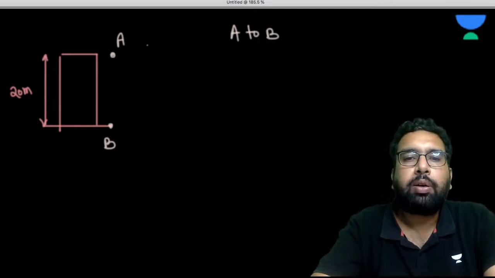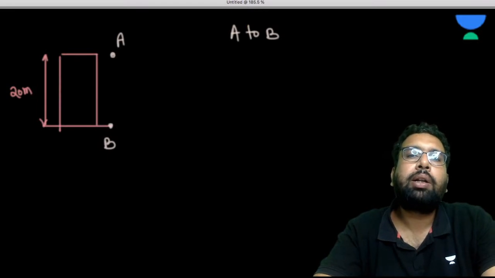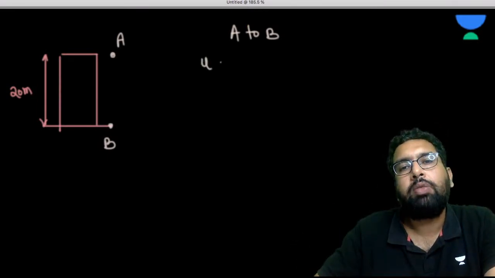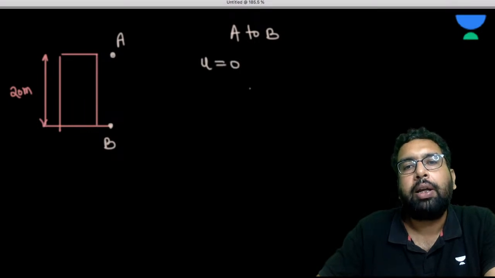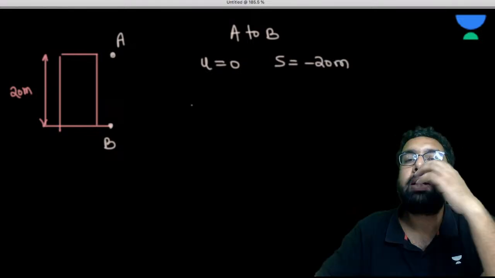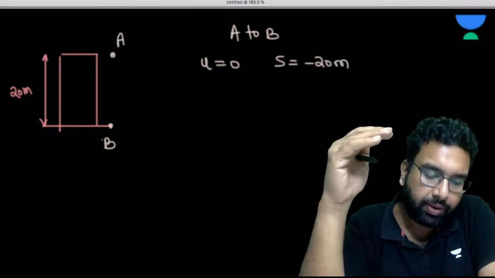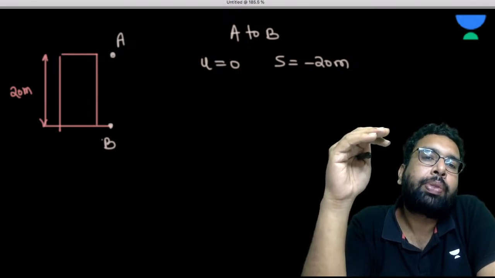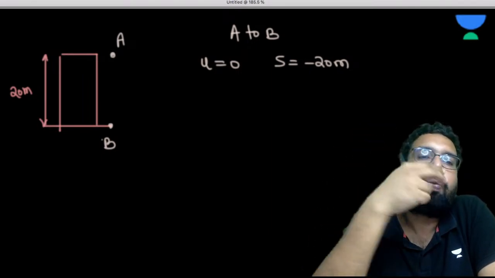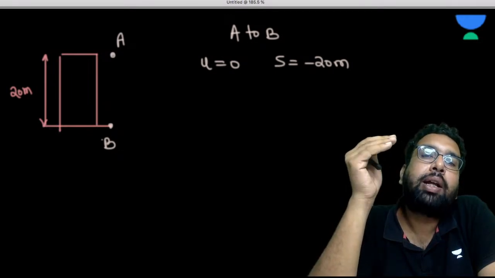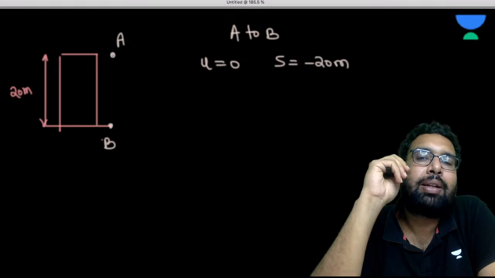What do we need to find? We first need to find the time taken. Let's see what information we have. Initial velocity is 0. Displacement is minus 20 meters. How come minus 20? We have taken the reference as A. When we take the reference from A, the point B is in the downward direction, so displacement is minus 20.